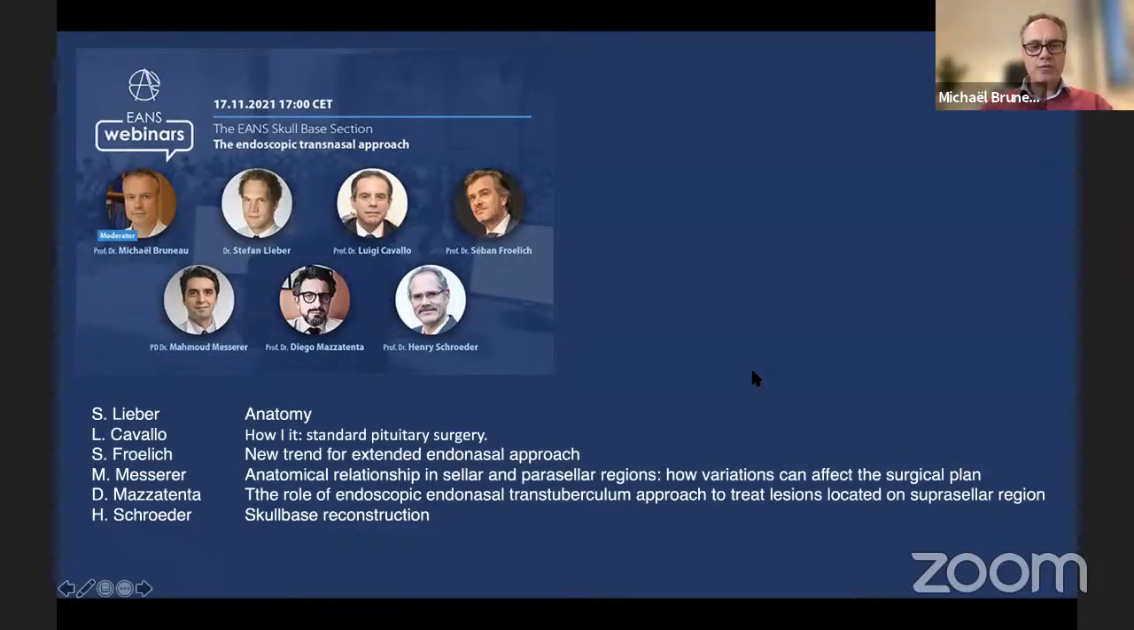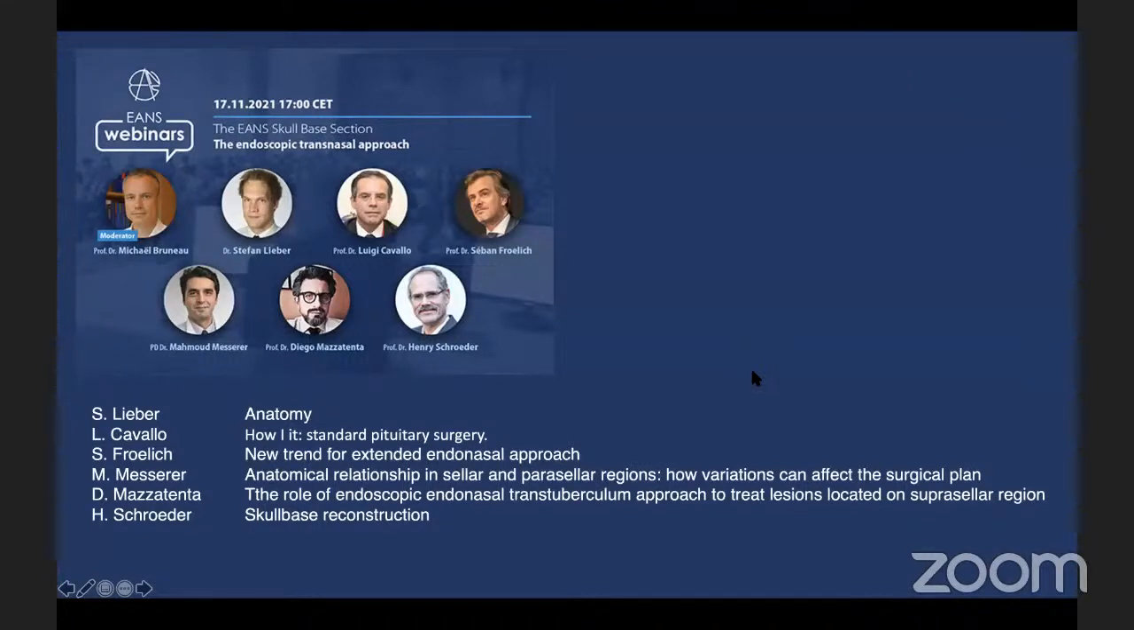Mahmoud Wesserer will discuss the anatomical relationship in sellar and parasellar regions, how variation can affect the surgical plan. Then Diego Mazzatenta will discuss the role of endoscopic endonasal transtuberculum approach to treat lesions located in the suprasellar region. And then Henry Schroeder will discuss the skull base reconstruction after an endoscopic transnasal approach. I'm sure this webinar will be very attractive.